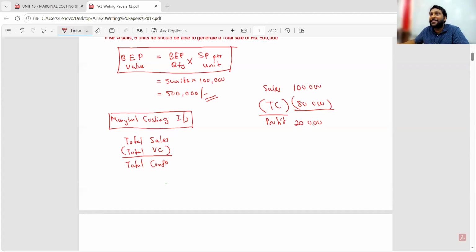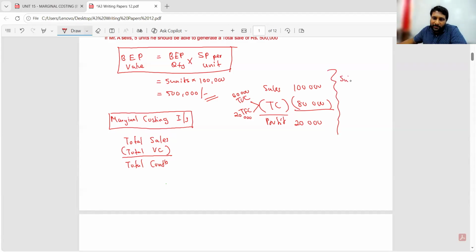20,000. Okay. So total cost means it's a combination of the total variable cost and total fixed cost. So total variable cost will assume maybe 50,000. So we'll take 60,000. Total variable cost 60,000. Total fixed cost 20,000. So total cost 80,000. So what I am doing, people, same statement, I am elaborating it further a little bit.